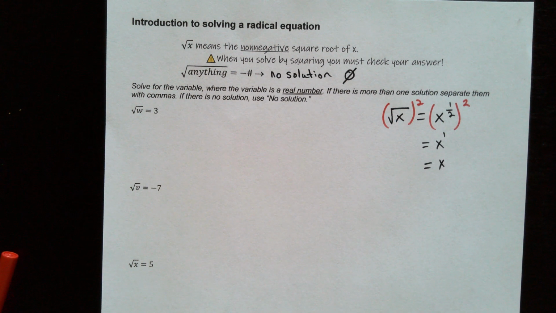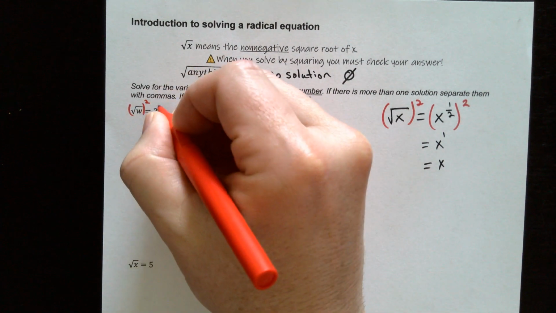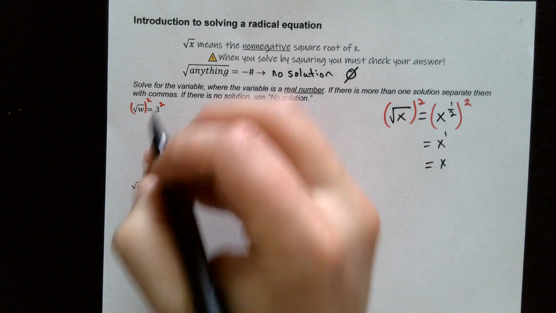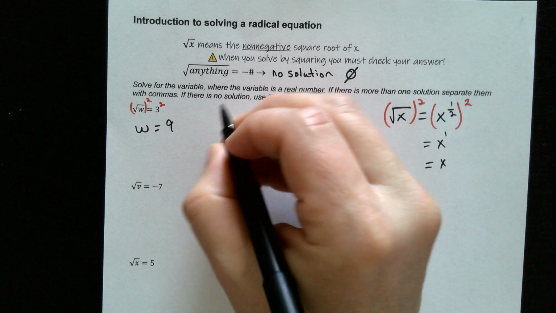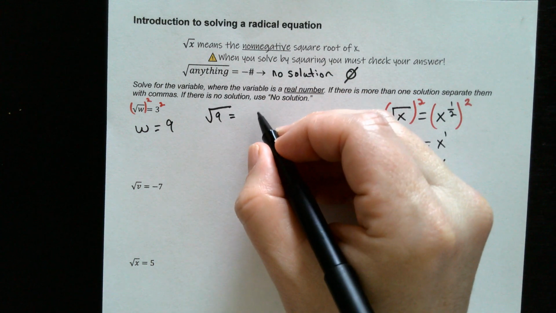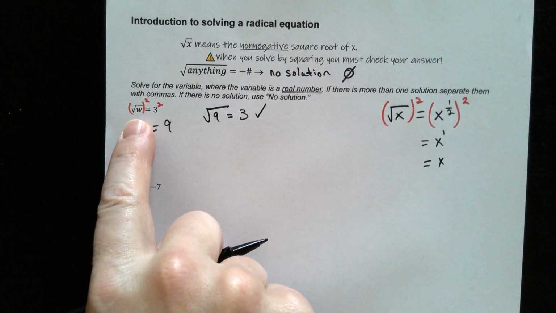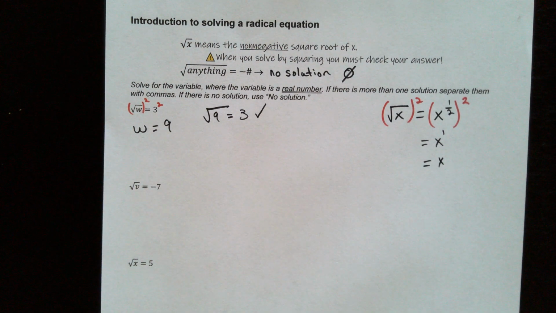Okay, so let's take a look at that first one. We've got square root of w equals 3. I'm going to square both sides. Okay, and see, it cancels out. We get w is equal to 3 squared is 9. You can always check your answer by plugging that back in. So the square root of 9 is equal to 3. That checks out. I plugged in the 9 here and just said, is it true? It is true. The square root of 9 is equal to 3, so that's good.